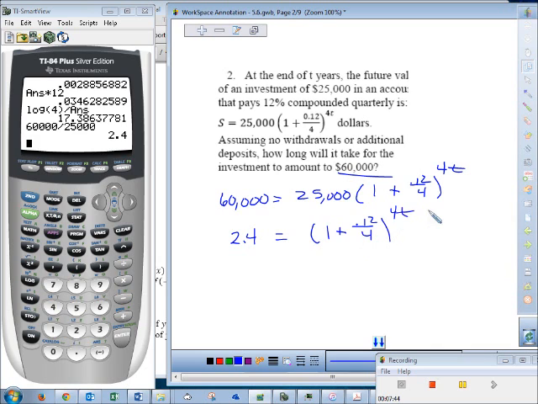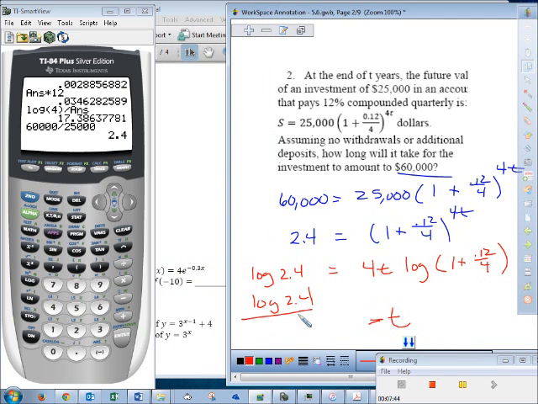Everyone down with that move so far? Now I got to get the t to come down in front. How do you get that to happen since he's in an exponent? Log both sides. Log of 2.4 equals 4t, which came in front, times the log of that whole quantity. Awesome. Then you divide both sides by all that other stuff. So it's a log of 2.4 over 4 log of 1 plus 0.12 over 4.